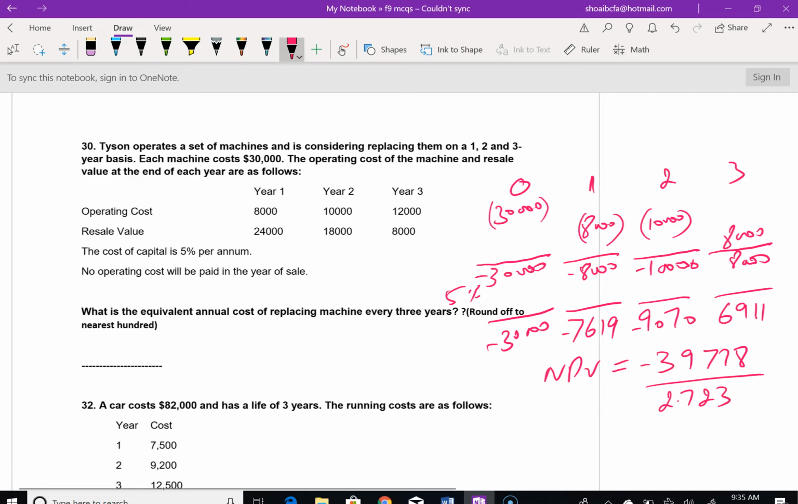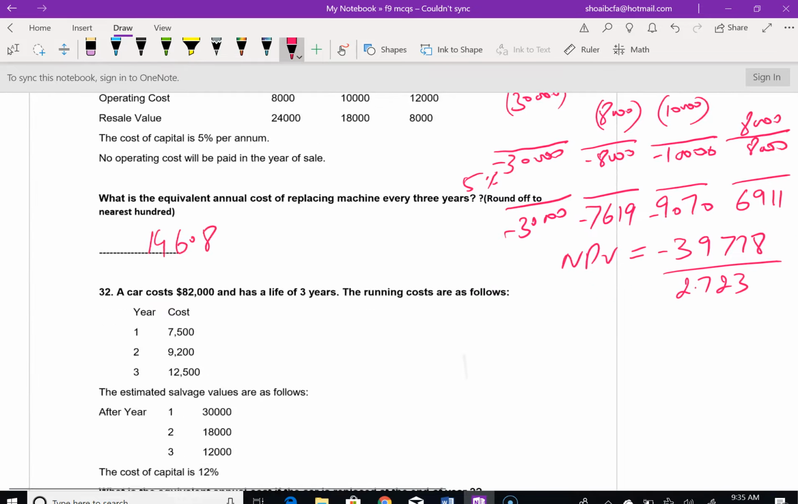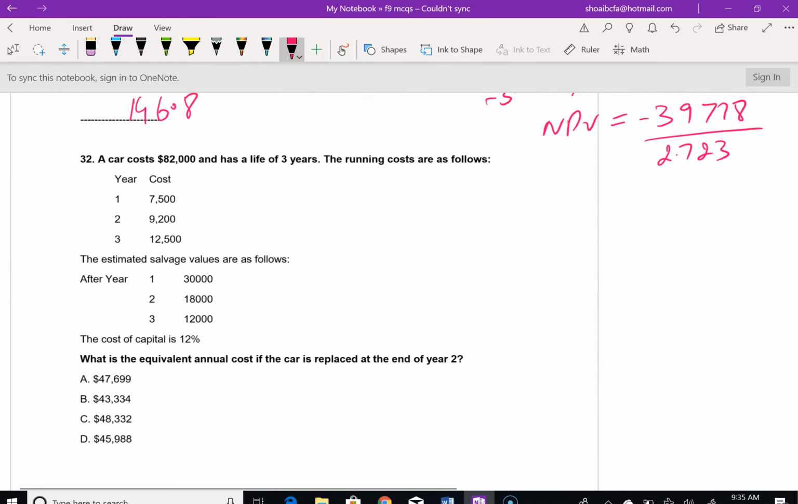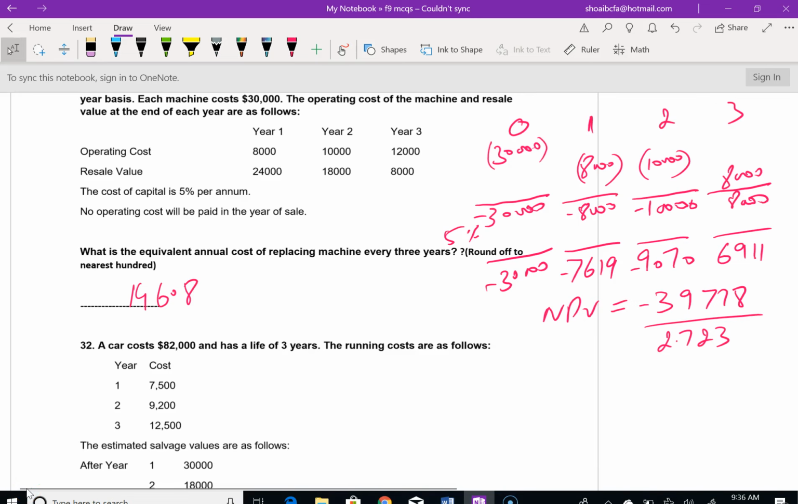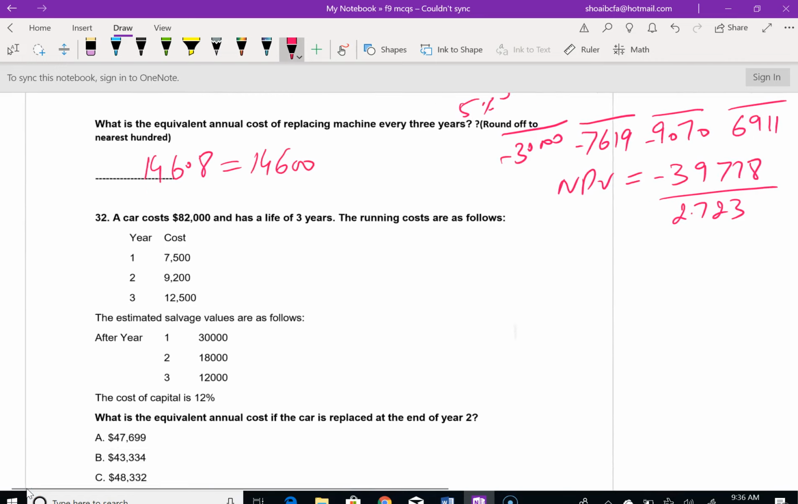2.723. 39,778 divided by 2.723 is 14,608. Okay, let's move to the next question. Question number 32. If we round it off on a nearest 100 basis, it will be 14,600. Let's move to the next question.